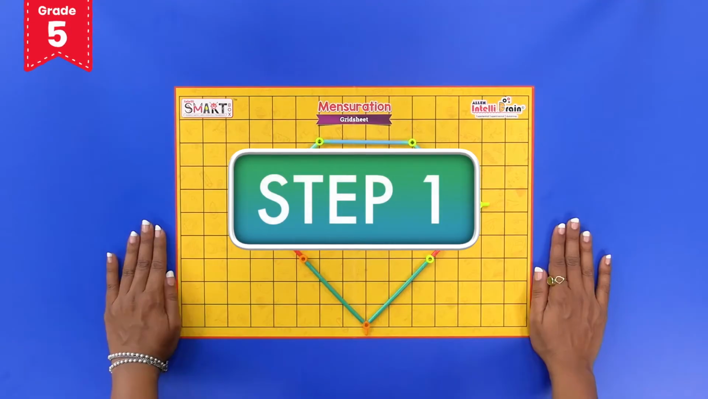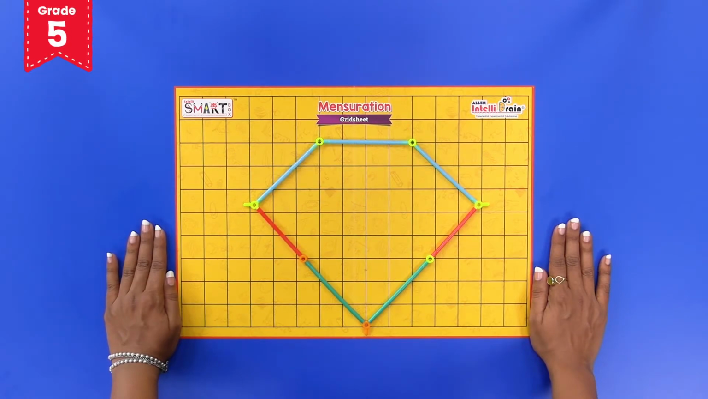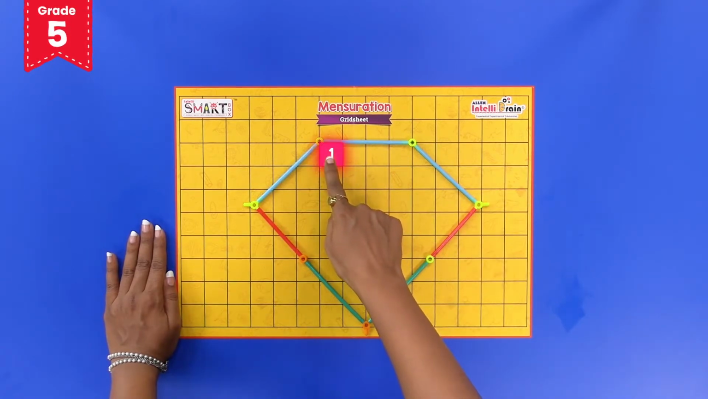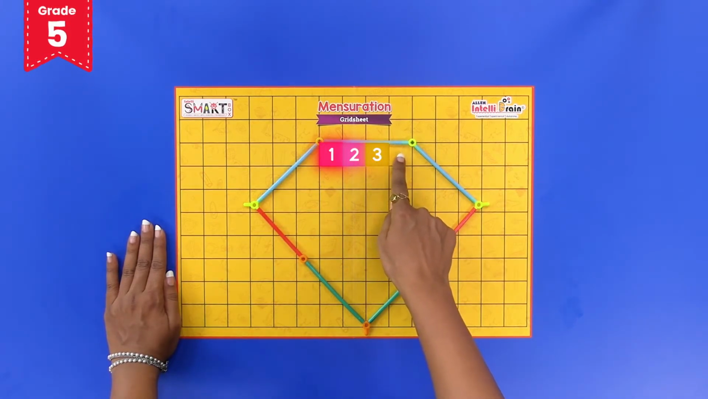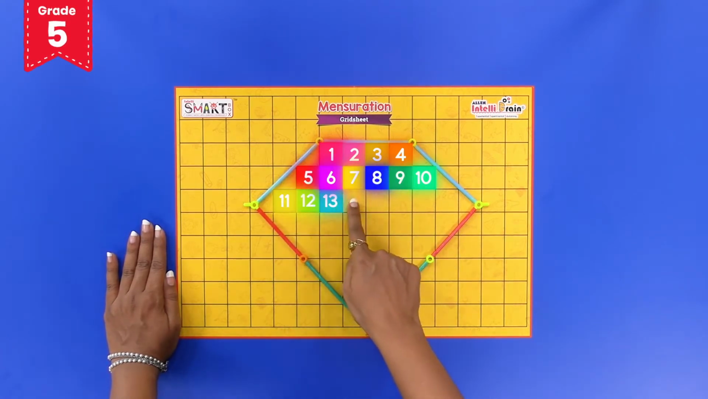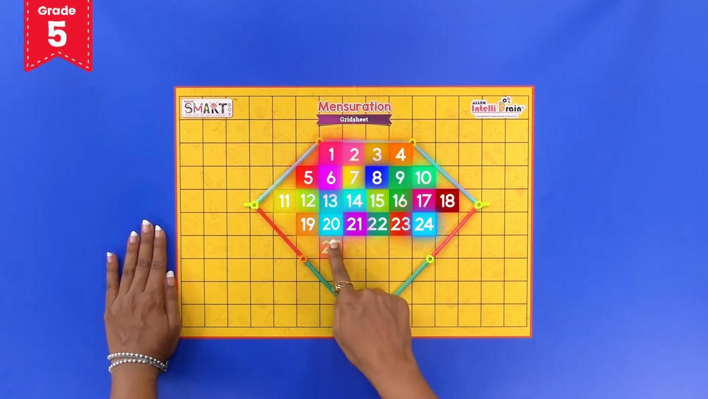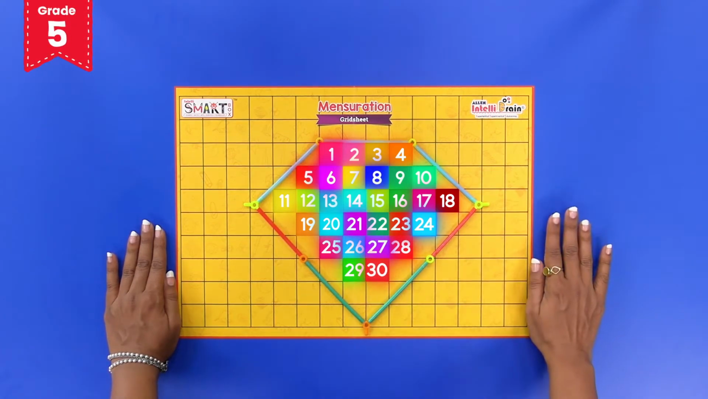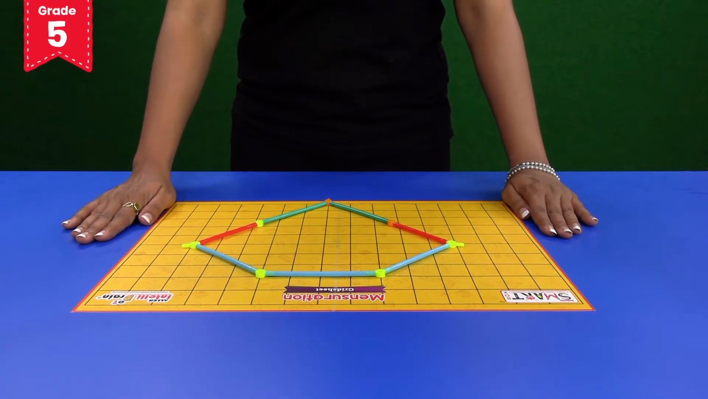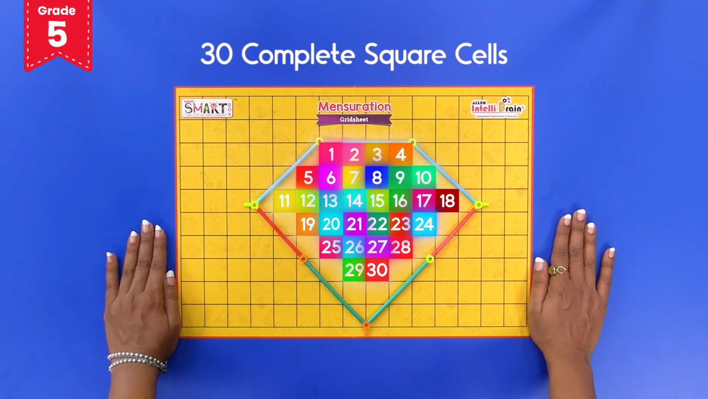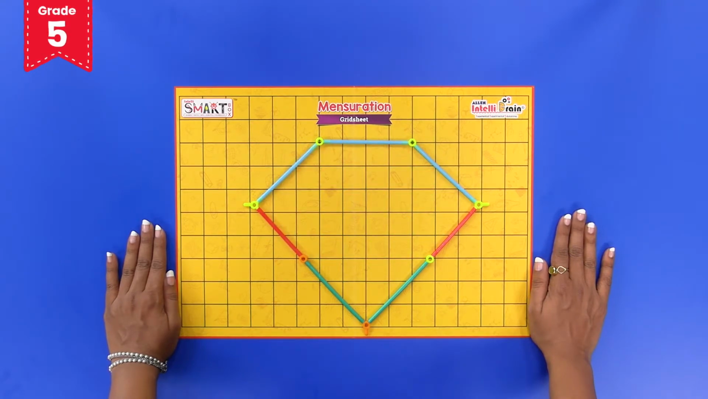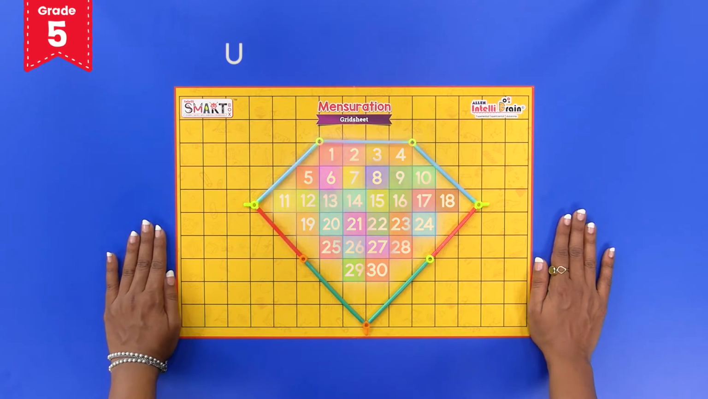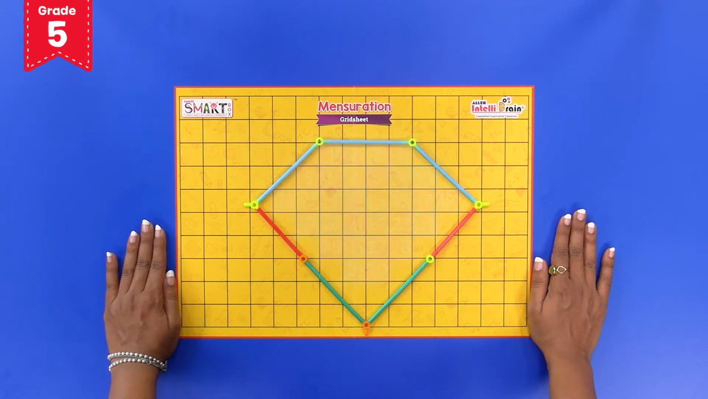Step 1. Count the number of complete square cells inside this shape. 1, 2, 3, 4, up to 29, 30. There are a total of 30 complete square cells. Note that the area covered by these complete square cells is called the underestimated area.